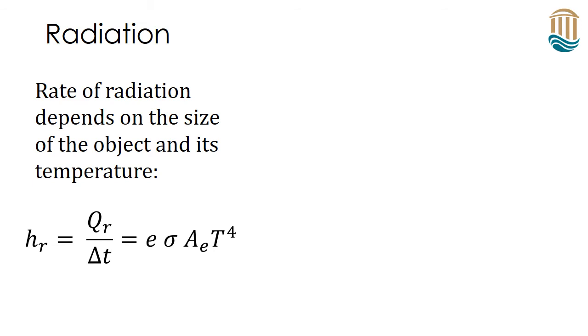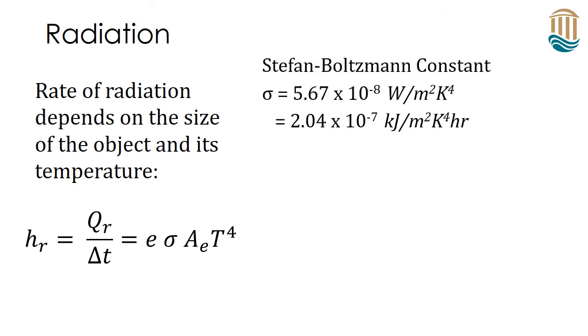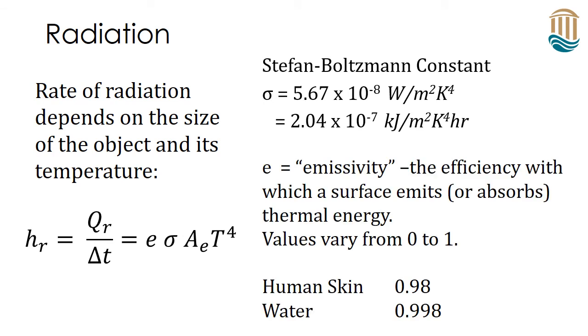There are two other constants out front. Sigma in this case is a proportionality constant called the Stefan-Boltzmann constant. There's Boltzmann's name popping up again. This is generally given in text in units that include watts for the rate of energy transfer, but since we're using kilojoules per hour in this section, I've converted it to those units for your use. The final constant out front, E, is the emissivity. It's a measure of how efficiently a surface emits or absorbs thermal energy. Materials that we work with, such as human skin or water, are actually very effective absorbers and emitters, and so these values are close to 1.